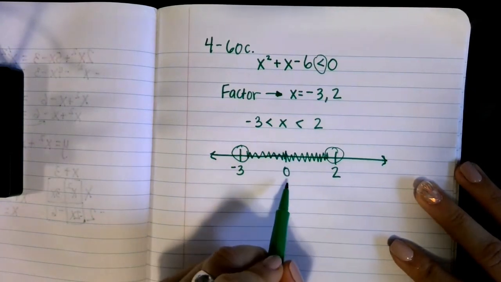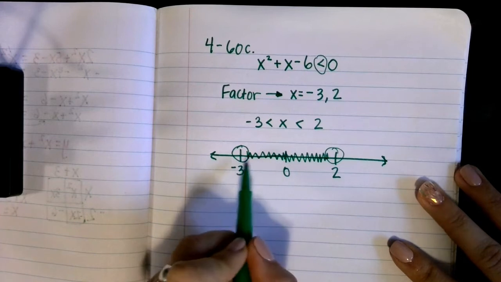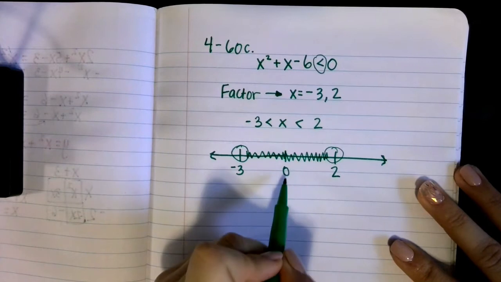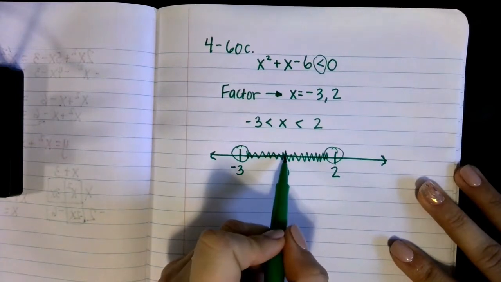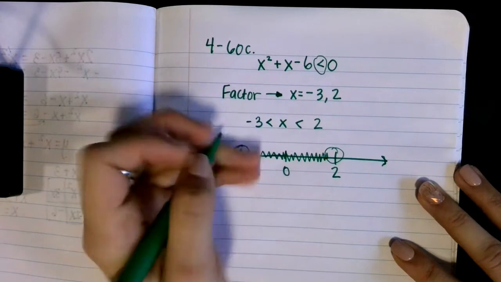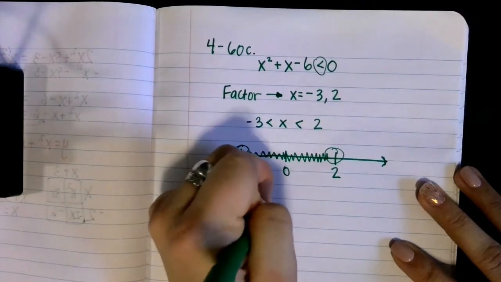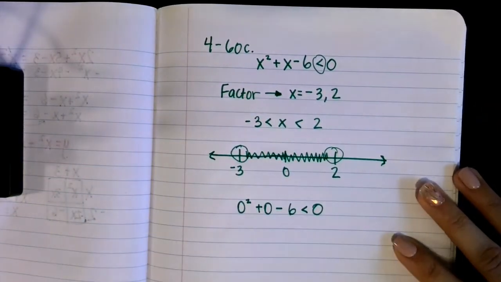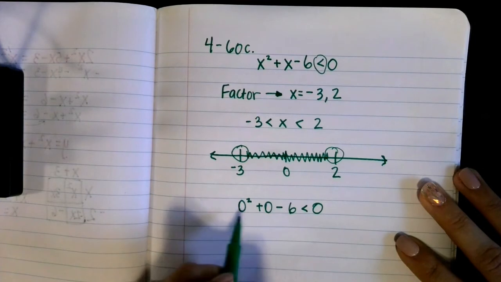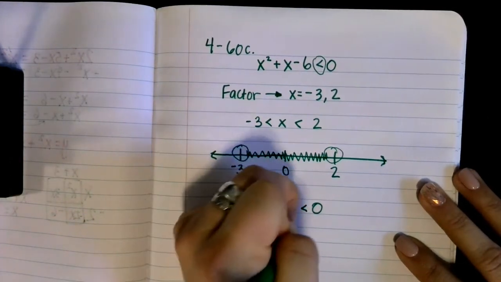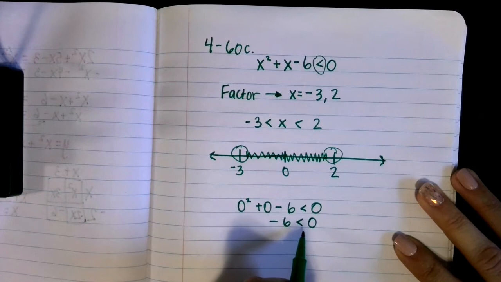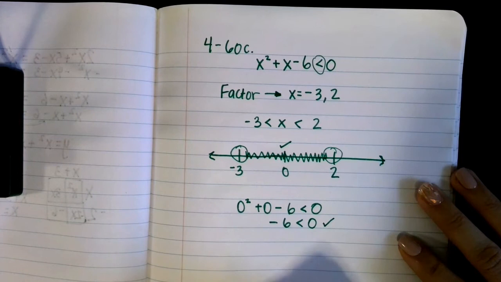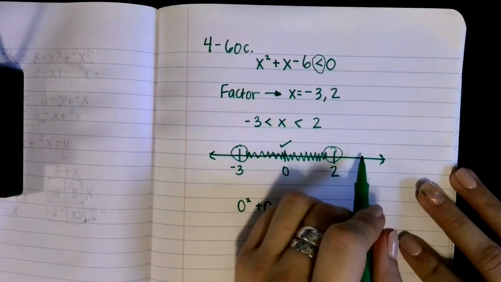So I'm going to pick a number that is inside this interval, and I'm going to plug it in here to see if it works. So for example, if I plug a 0 in, so let's try that because that's in between, I get 0 squared plus 0 minus 6 is less than 0. So 0 squared is 0 plus 0 is 0 minus 6 gives me a -6. So I get -6 is less than 0. This is true. So I'm going to put a check mark here.